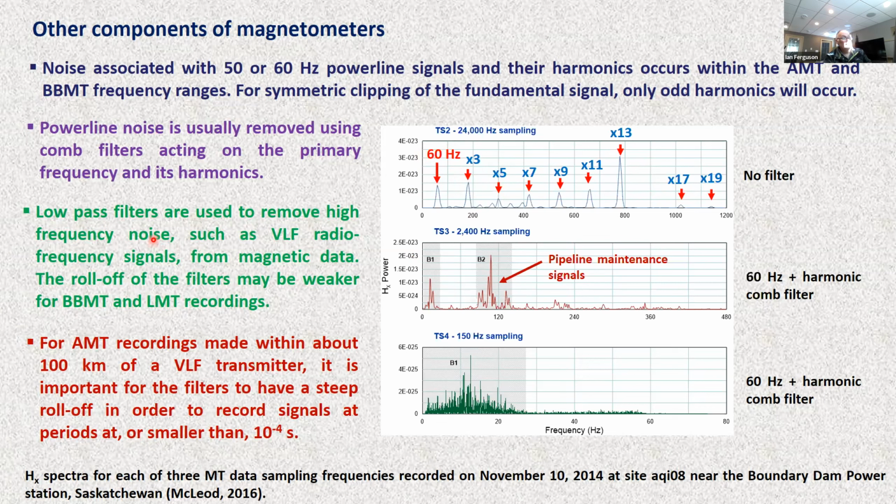Low-pass filters are needed to remove high-frequency noise, such as VLF radio frequencies, and it's sometimes tricky to get the roll-off of these filters correct to enable the removal of, say, VLF signals, but at the same time preserve the AMT frequency range.